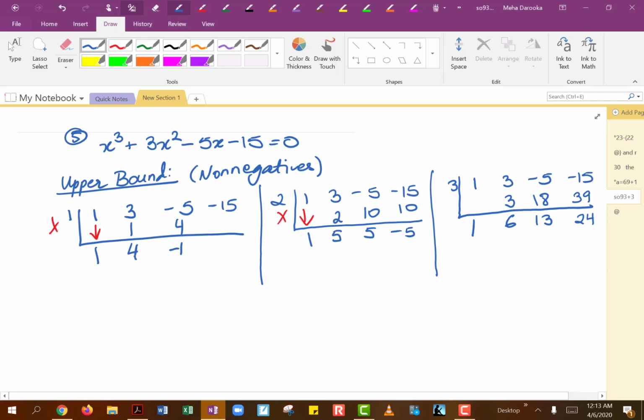Alrighty, so you can see in our bottom row, we've got +1, +6, +13, and +24. They are all non-negative, right? Which means 3 is our upper bound. Alrighty, very nice. So we have found our upper bound, which means now we are ready to find the lower bound.